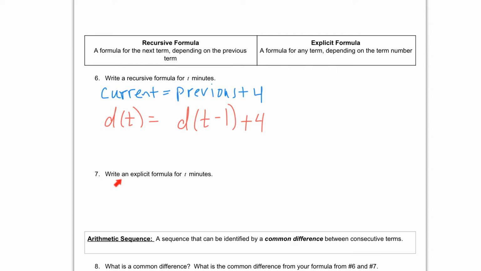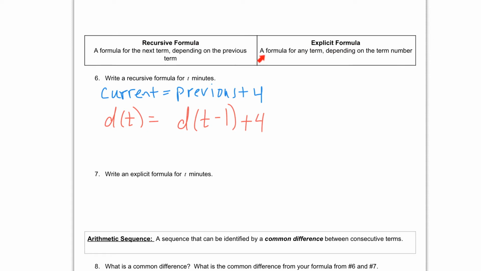For number 7, it says write an explicit formula for t minutes. So if I take you back to number 6, remember number 6 we're talking about recursive formulas, in 7 we're talking about explicit. And one of the big things for this module is to know the difference between a recursive formula and an explicit formula.